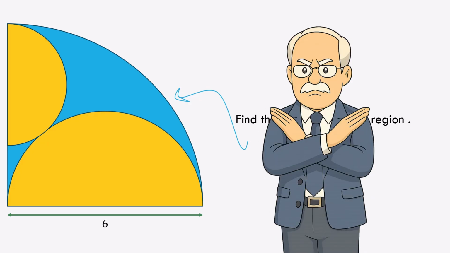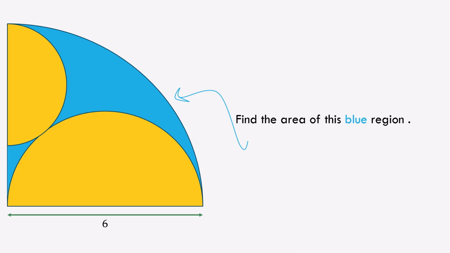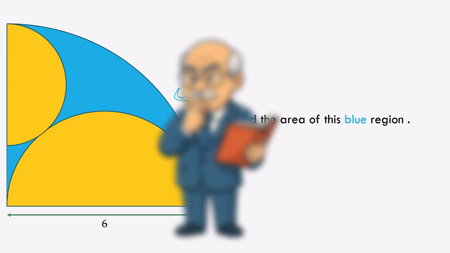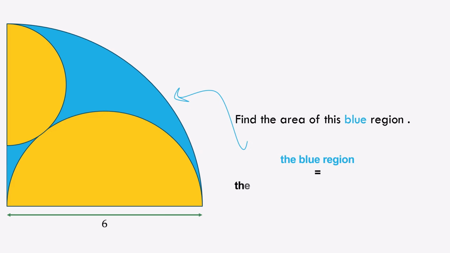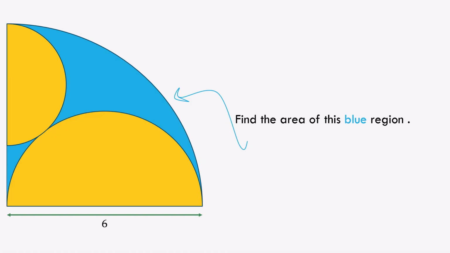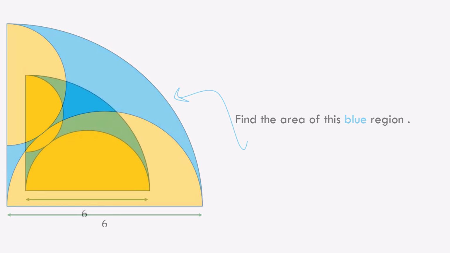Usually, in problems like this, the first mistake is trying to go for the blue region directly, because here, that region doesn't really give us any useful information. So instead, it's better to first break the figure into simpler parts. In other words, circles. Because in the end, the blue region is nothing more than the area of the large quarter circle minus the areas of the two semicircles. So, the first step is to find each area one by one.